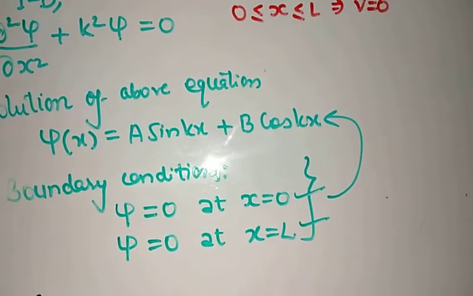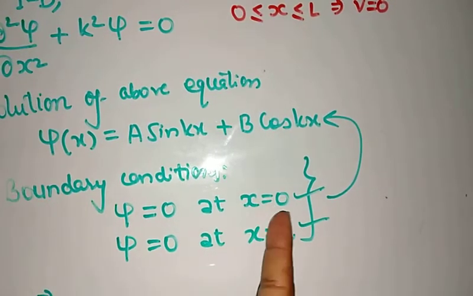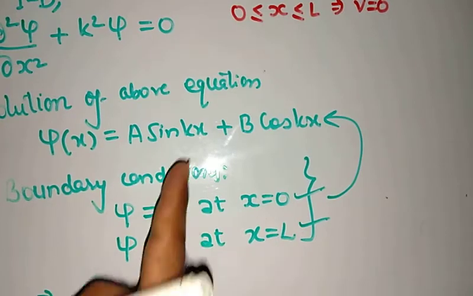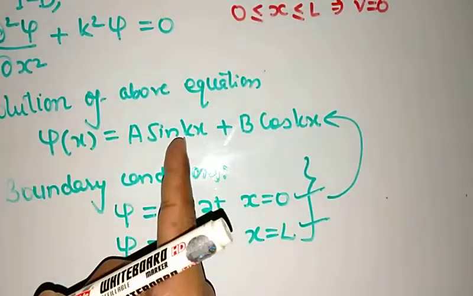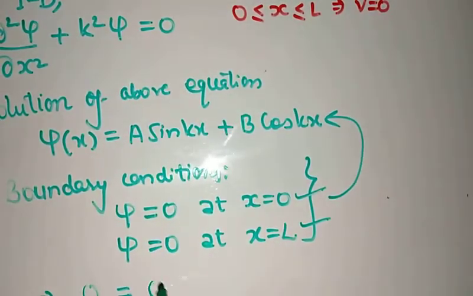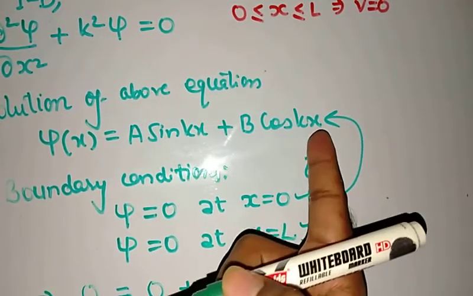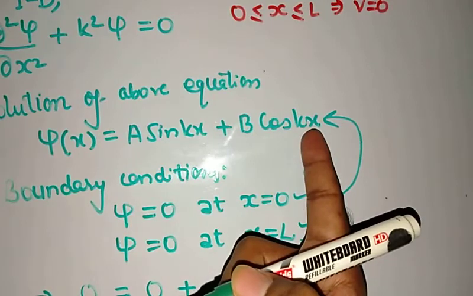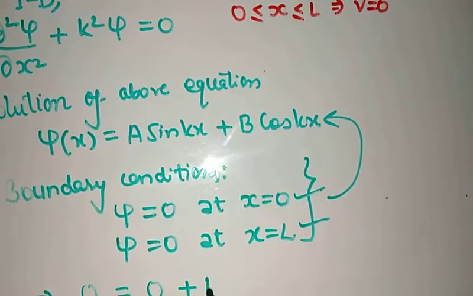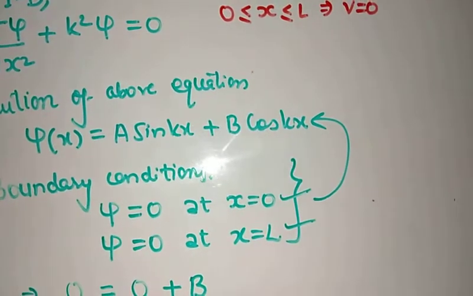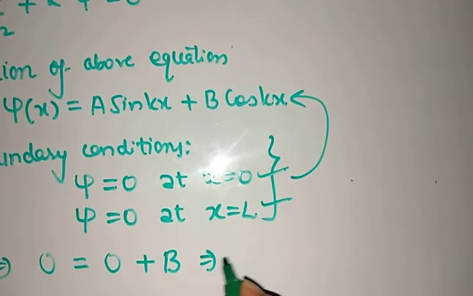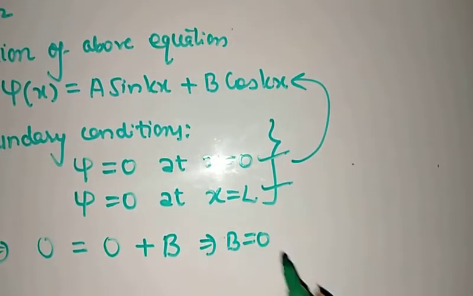What we get, first for this one, when x is equal to 0, psi is 0. x is 0, it means sin 0, sin 0 means 0, so a into 0 means 0, plus again x is 0 means cos 0, cos 0 means 1, so b. So what we find is that the value of b is equal to 0.